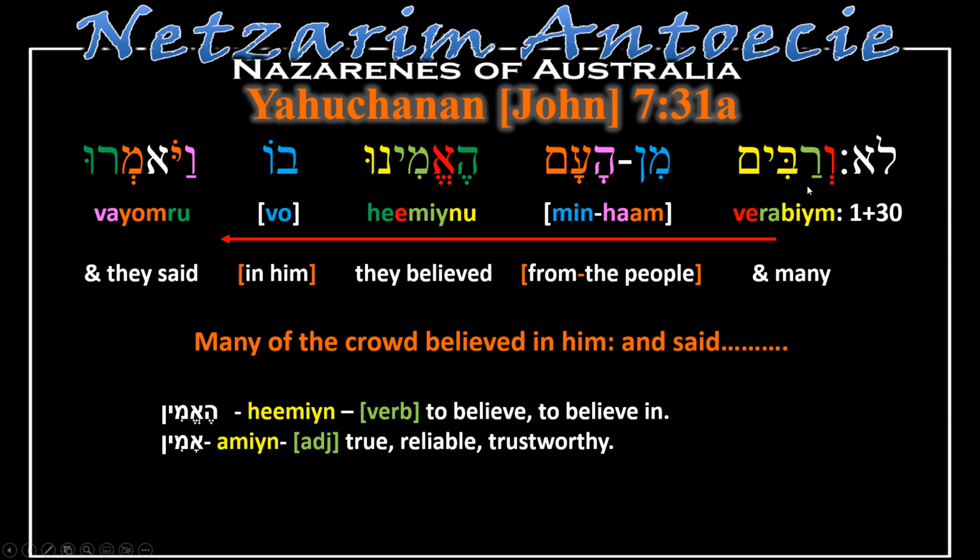And we read it. Ve'rabim, and many, min, from ha'am, the crowd, or the people. He'eminu, they believed. Bo, in him. Va'yomru, and they said. So many from the crowd believed in him and said. And I've given you he'emin, the verb to believe in, and aman as an adjective is used as true, reliable, trustworthy.